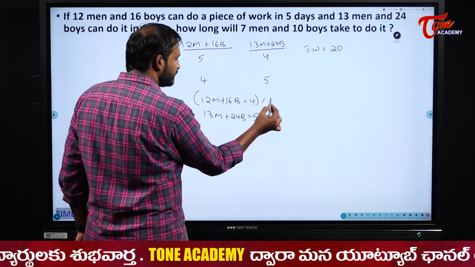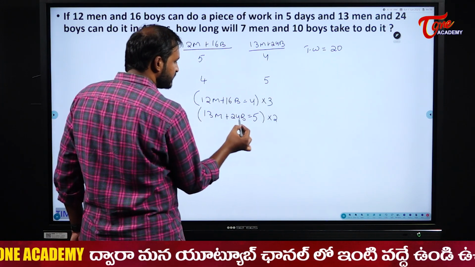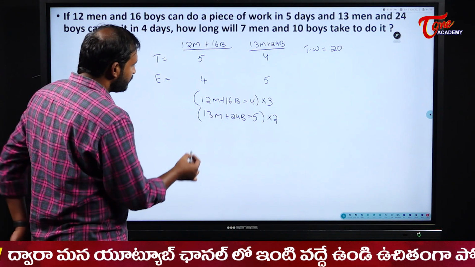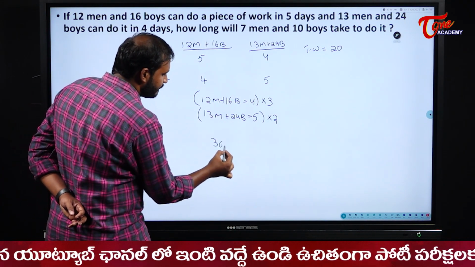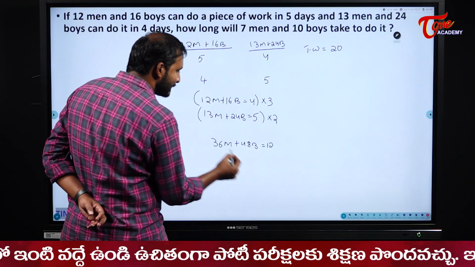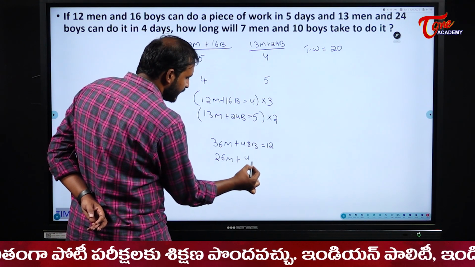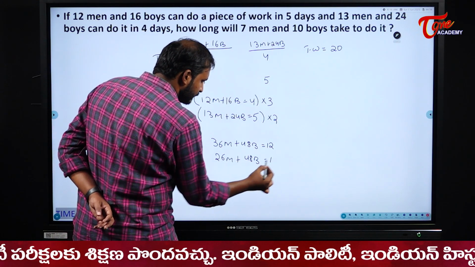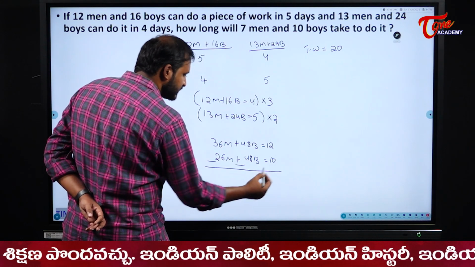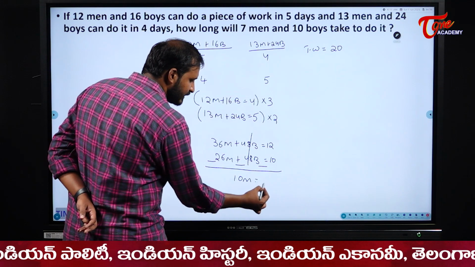I will multiply this with 3 so that this will become 48. And I will multiply this with 2 so that this will become 48. So when I do that, what does it become? 36m plus 48b is equal to 12. And this becomes 26m plus 48b is equal to 10. Now I am subtracting both these equations. So what happens is 10 men's efficiency is equal to what will I get here?